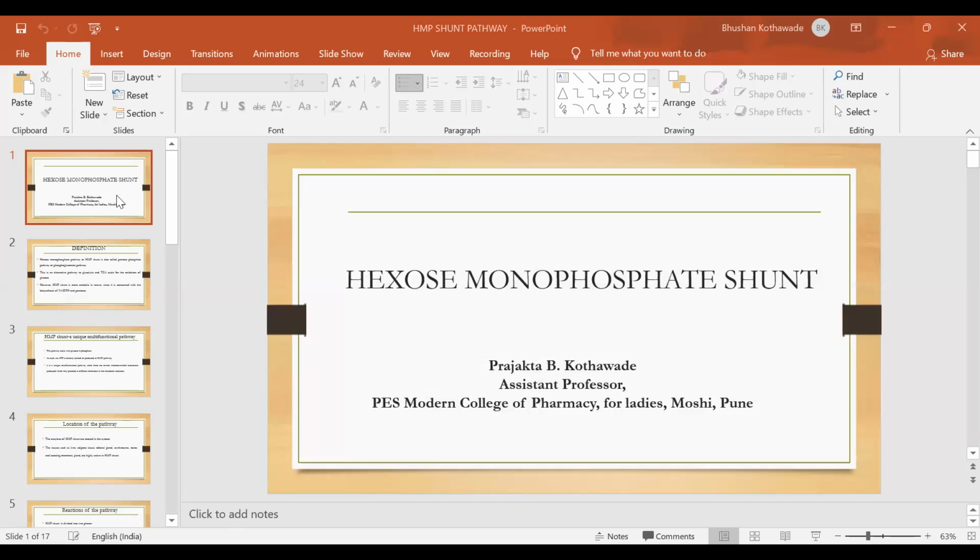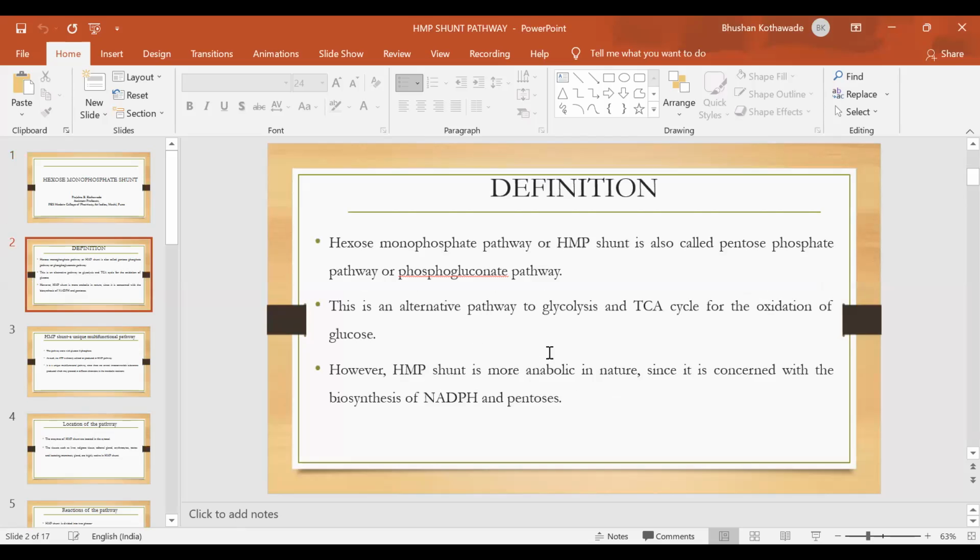Today we are going to cover the topic hexose monophosphate shunt. Hexose monophosphate pathway or hexose monophosphate shunt is also known as the pentose phosphate pathway or the phosphogluconate pathway.